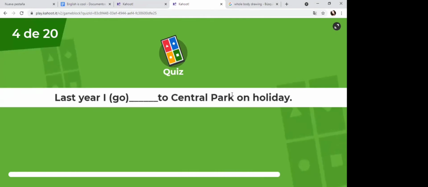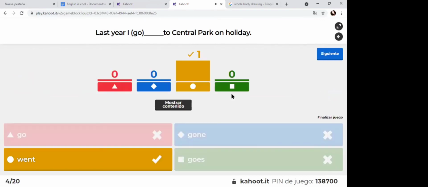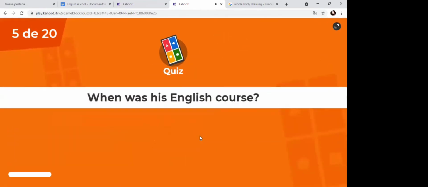Number 4, last year. Okay, what is the past of go? Went, perfect. Last year I went to Central Park on holiday. So that's past simple. Thank you, Daniel. Let's continue with the number 5.